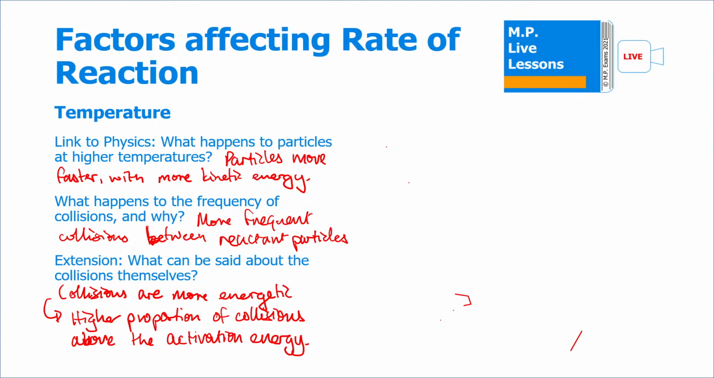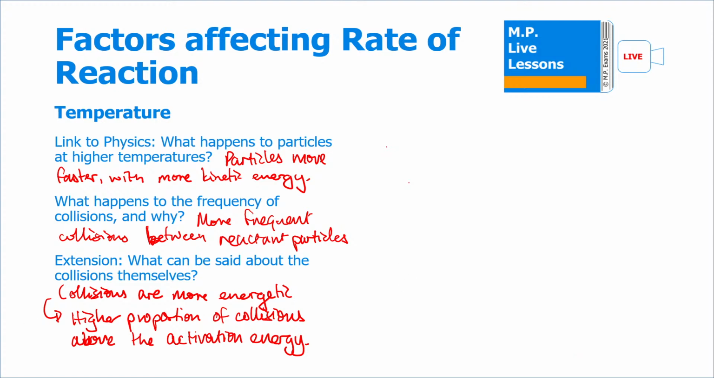So overall, if you increase the temperature, the particles move a lot faster and with more energy. So this causes more frequent collisions. They'll collide more often. And also those collisions themselves, since they're moving fast, will collide with more energy. So this increases the rate quite a lot.